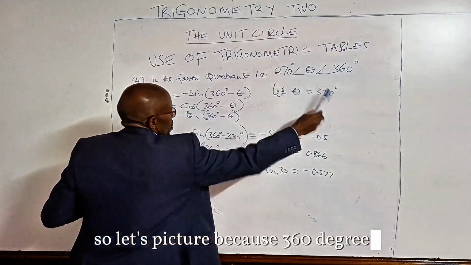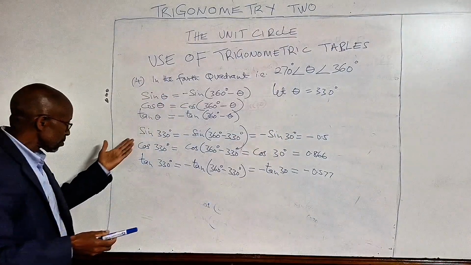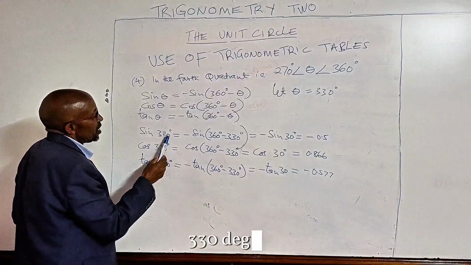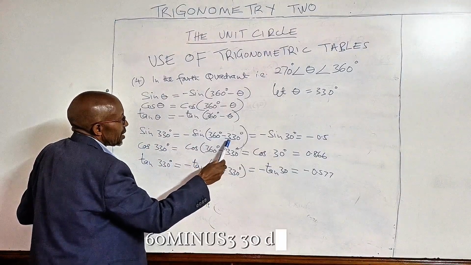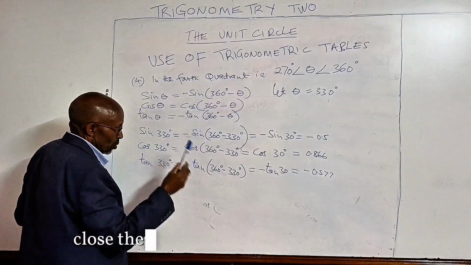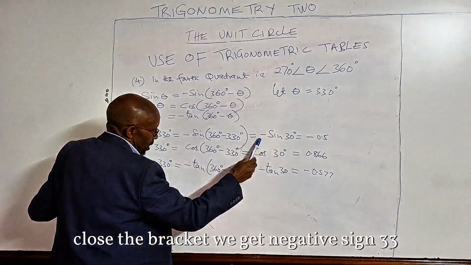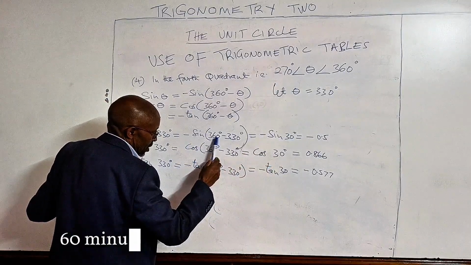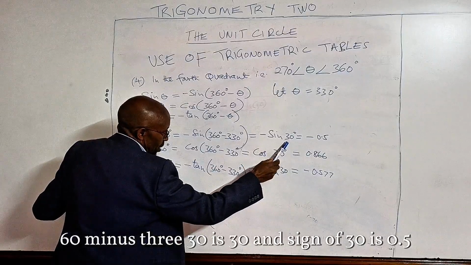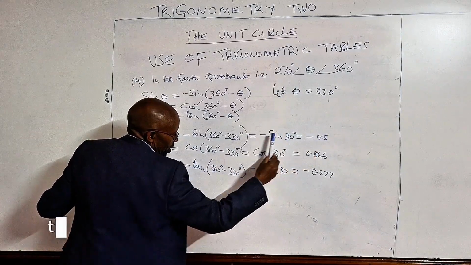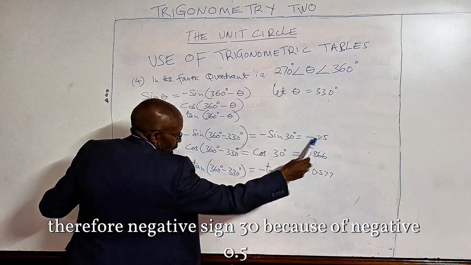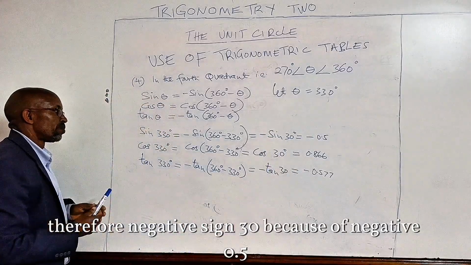So let theta be equal to 330 degrees. Therefore, sine 330 degrees will be equal to negative sine into bracket 360 minus 330 degrees. Close the bracket. We get negative sine 30. 360 minus 330 is 30. And sine of 30 is 0.5. Therefore, negative sine 30 will be equal to negative 0.5.